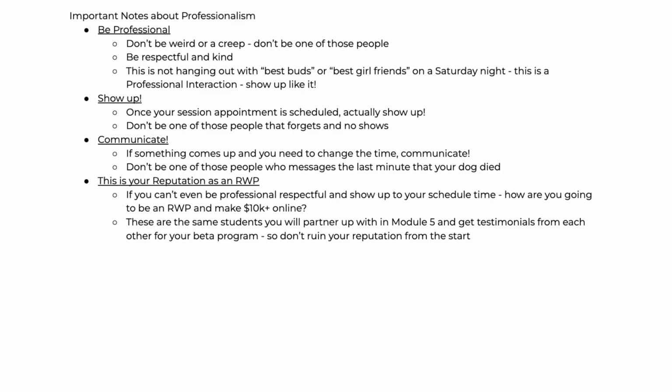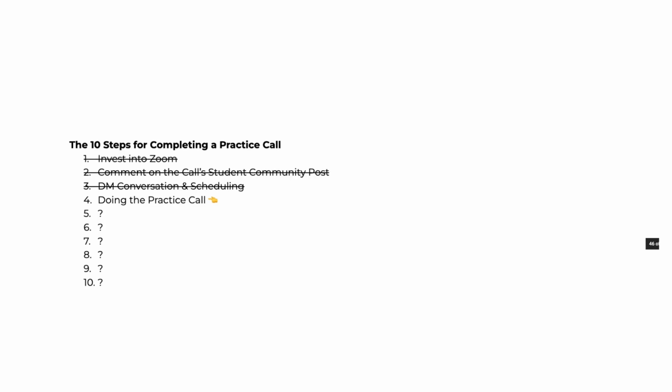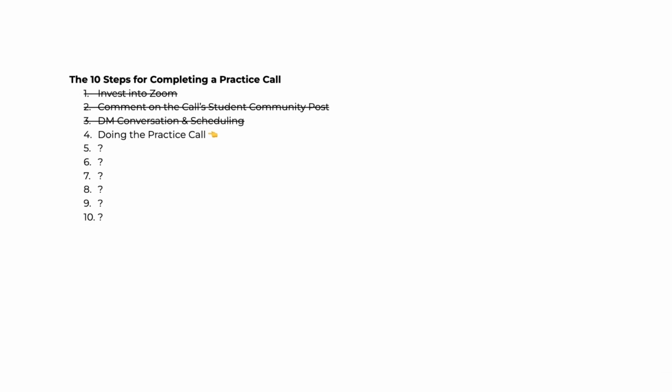And so if you cannot even deal with other students in the academy in a professional manner, what do you think is going to happen when you are dealing with other people who are strangers who are actually paying you money? And so you want to make sure that you are showing up in the most professional way possible, because this is your reputation and this is showing who you are and who you are becoming in this process as a remote wellness practitioner. And so that is step number 3, and how to do it, which was the DM conversation and scheduling.